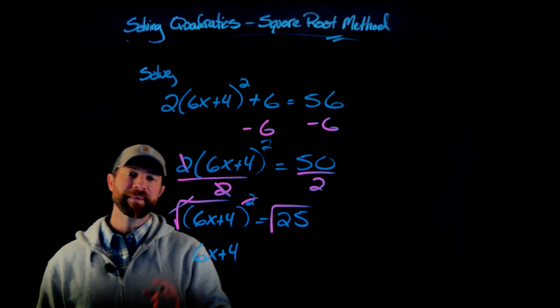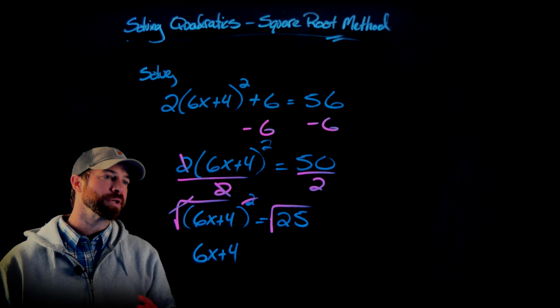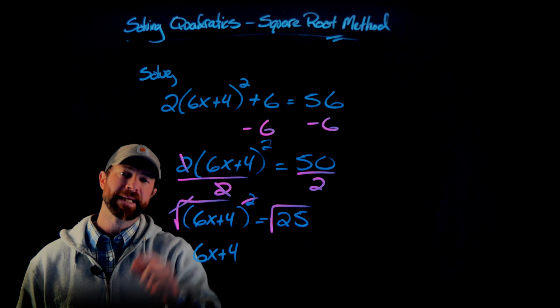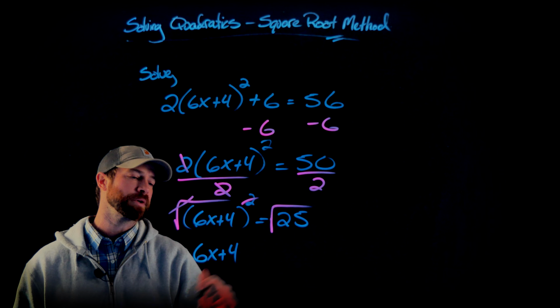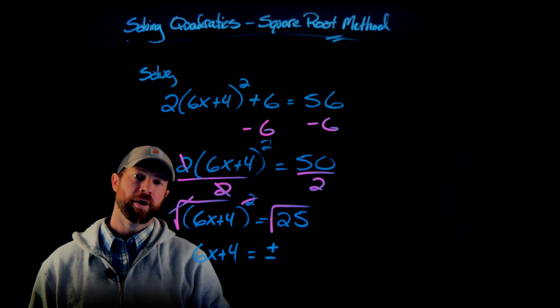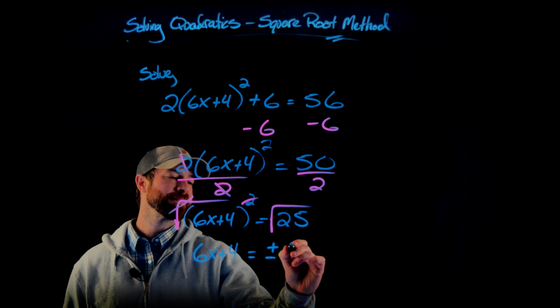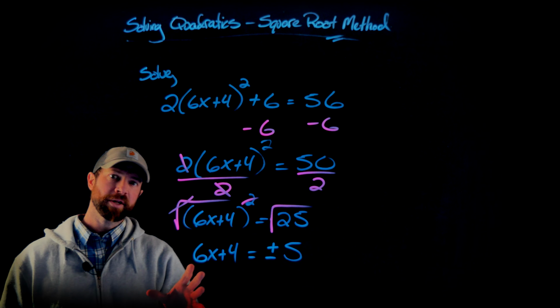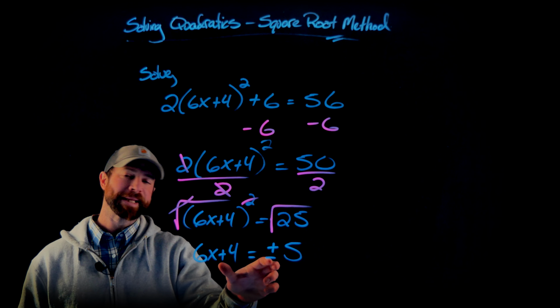But every time I apply a square root to an equation in order to cancel out a square like this, which actually happens anytime I apply an even root radical to both sides of an equation, I get this plus or minus on the other side. This would be plus or minus 5 because the square root of 25 is 5. In other videos, we'll go into depth on why we get this plus or minus.